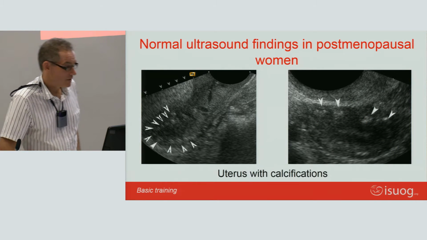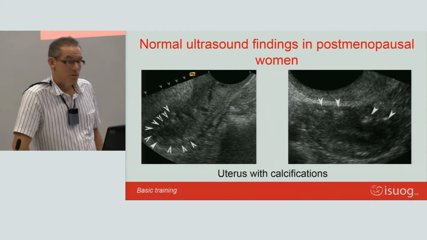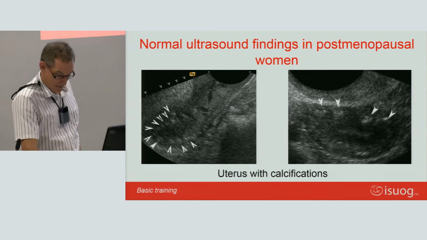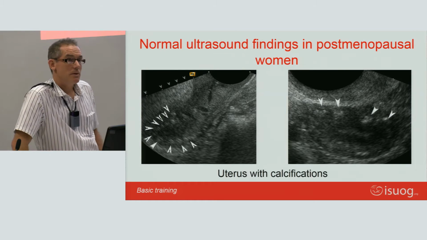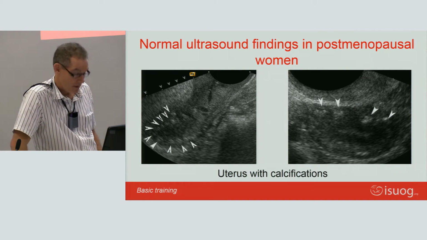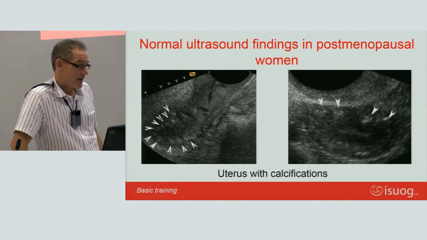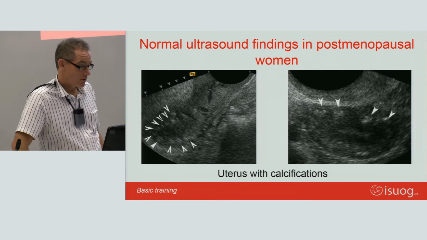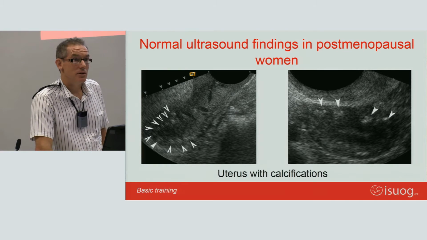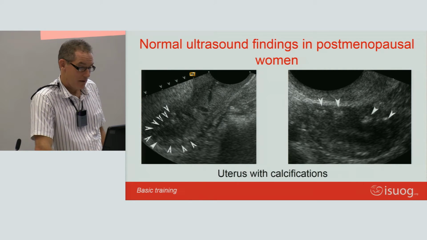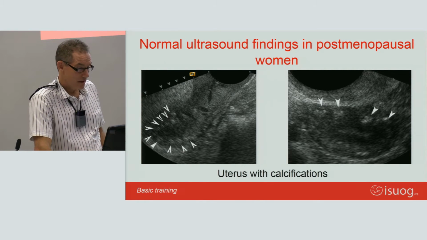Okay, right. So in terms of normal ultrasound findings in postmenopausal women, well, there's obviously atrophy. So the uterus of a postmenopausal woman tends to be smaller than the premenopausal. It still has its smooth contour. What you're likely to see, though, is calcification in the vessels within the myometrium, and those are depicted there.